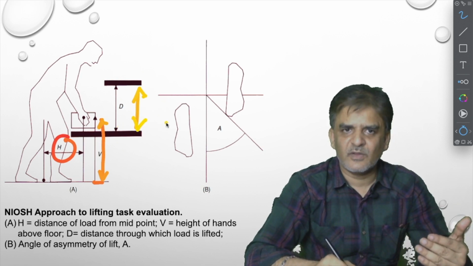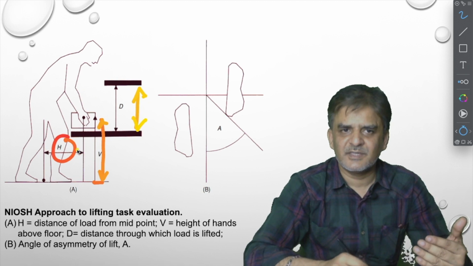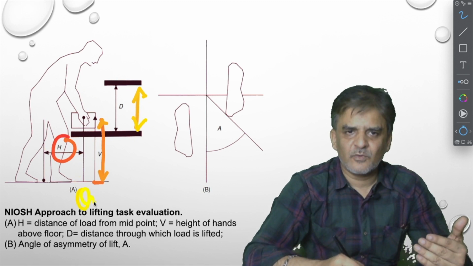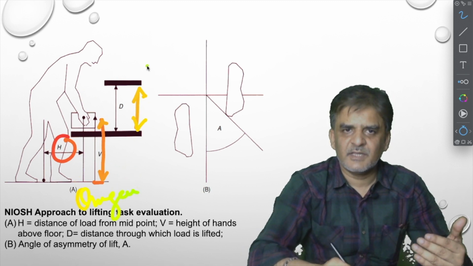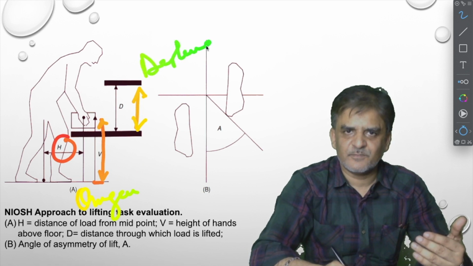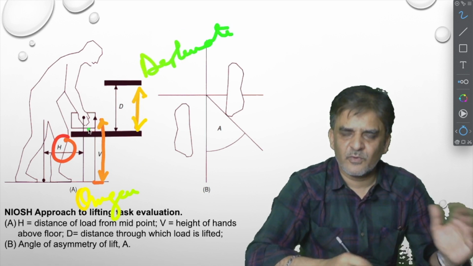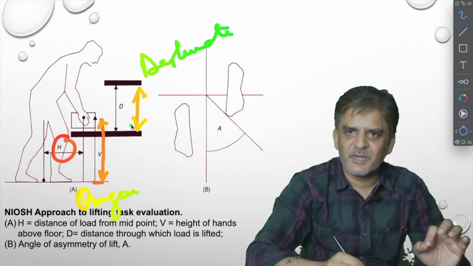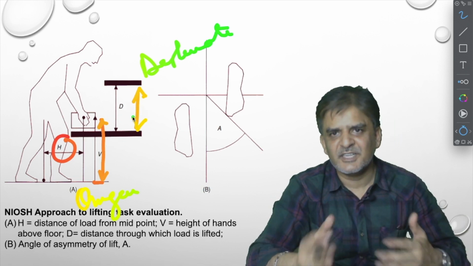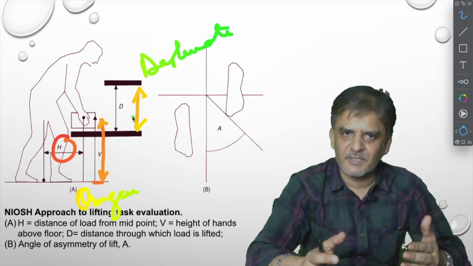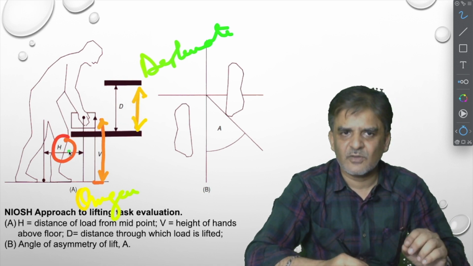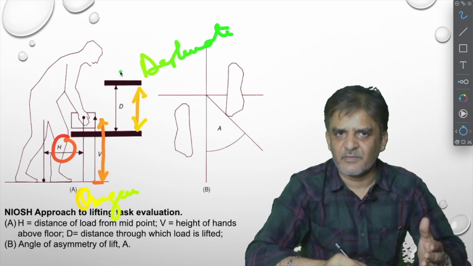It's not called in a horizontal direction because we are considering this h value for origin as well as for destination. So for origin, we will calculate the recommended weight limit separately. For destination, we will calculate the recommended weight limit separately. So in both the cases, horizontal distance will be a different value.